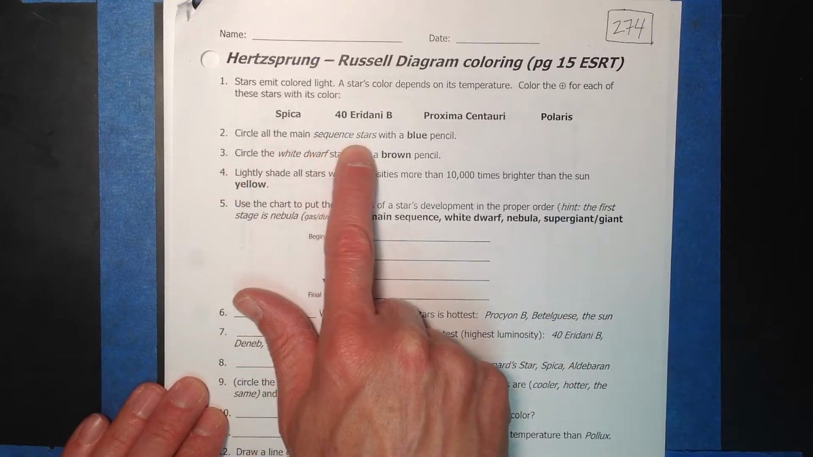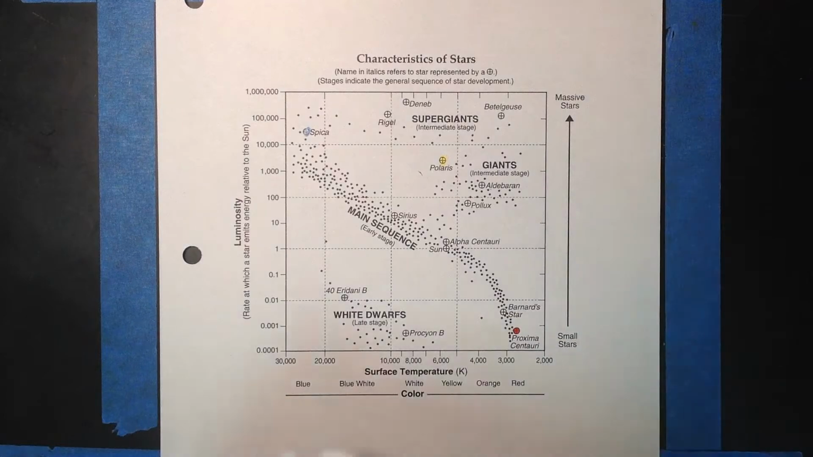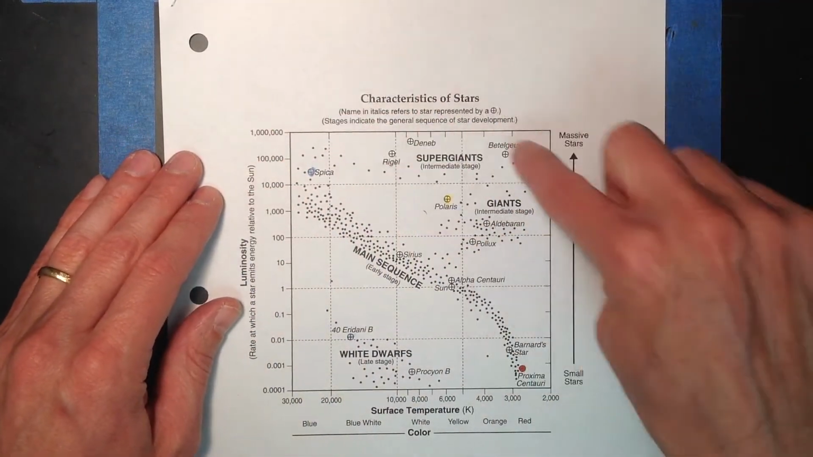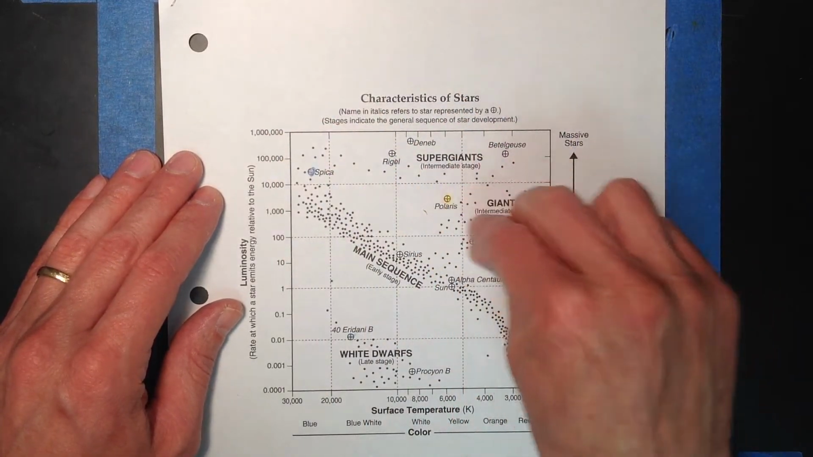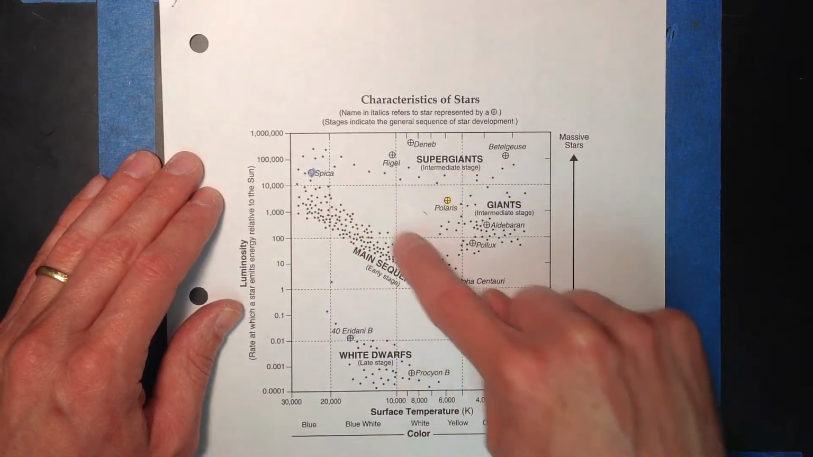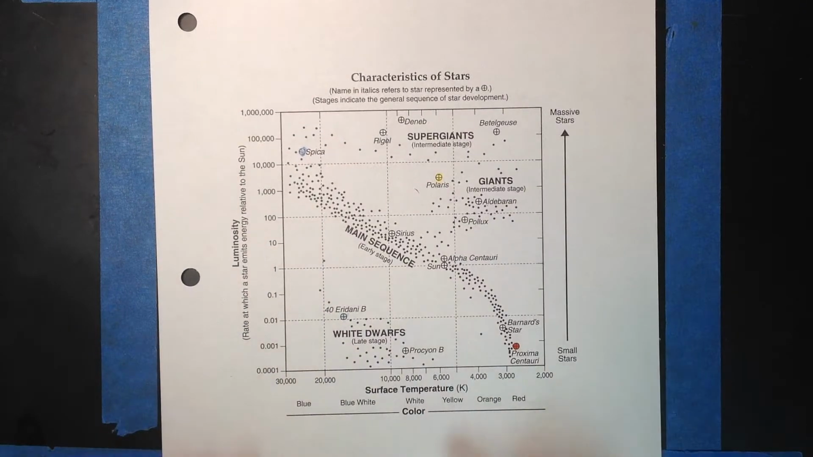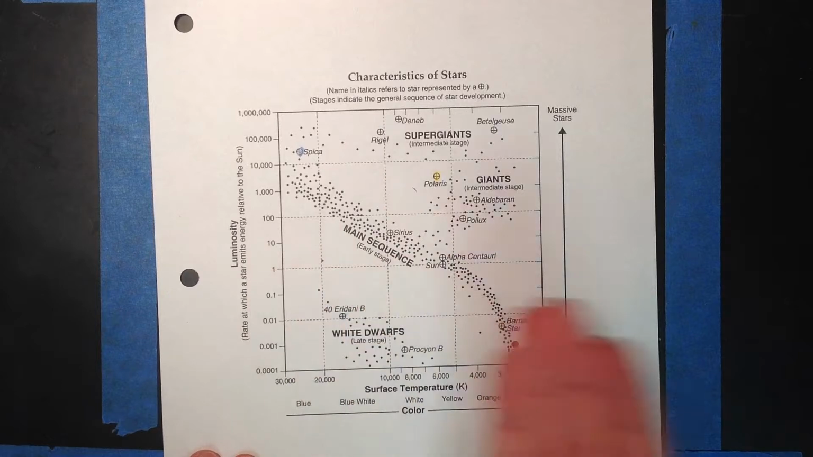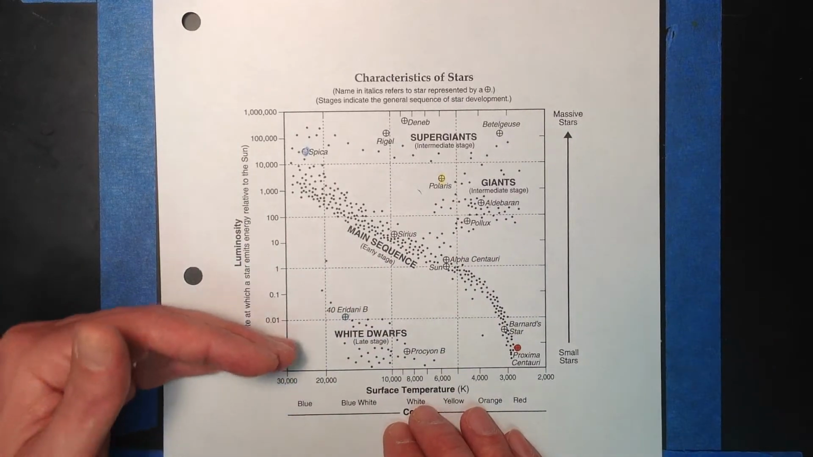Circle all the main sequence stars with a blue pencil. So I'm hoping that when people did this, they really understood what this is. These stars up here are the supergiants, this whole area here. These are the giants, this cluster. White dwarfs are here, and main sequence stars are this whole area here. Basically, when they plot the temperature of the stars here, and this goes actually from highest to lowest this way, which is odd, and then luminosity, which I'm going to say is brightness of the stars from low to high.